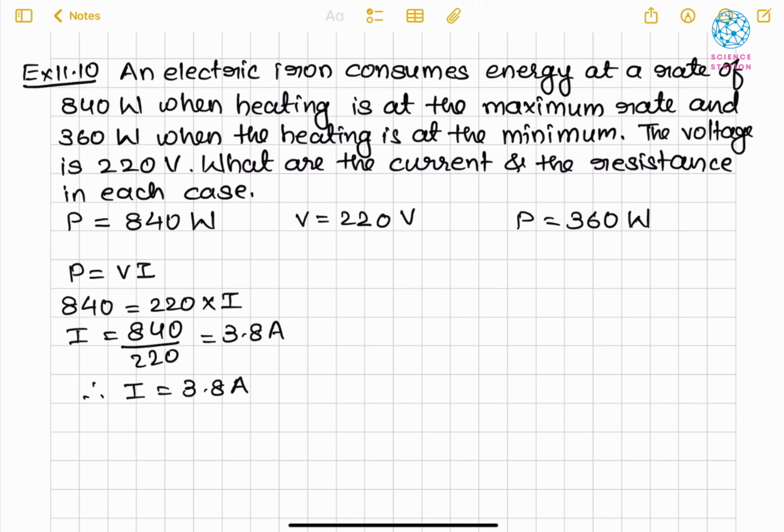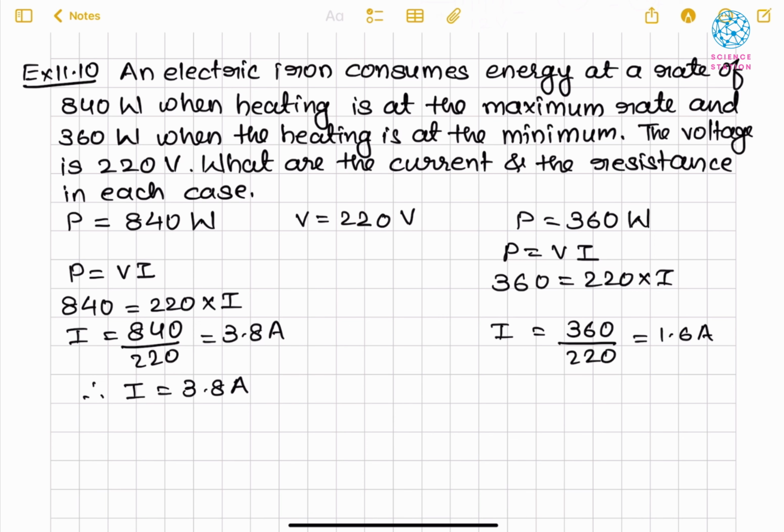Now counting for the minimum one, so P equal to VI. So again 360 equal to 220 into I. So I will be equal to 360 upon 220. So that will be 1.6 ampere. So I got both the I, 1.6 ampere and 3.8 ampere. So first part I have completed.